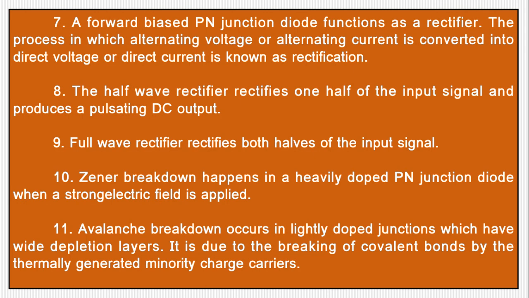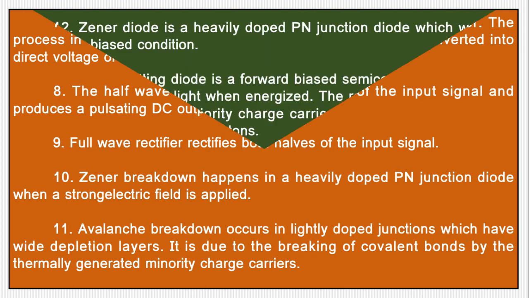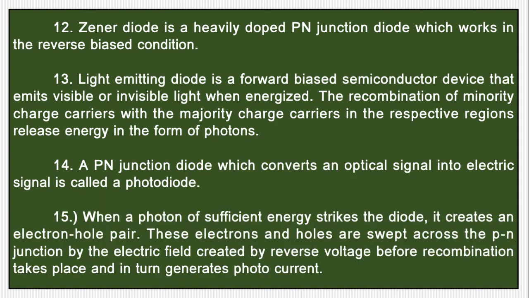10. Zener breakdown happens in a heavily doped p-n junction diode when a strong electric field is applied. 11. Avalanche breakdown occurs in lightly doped junctions which have wide depletion layers. It is due to the breaking of covalent bonds by the thermally generated minority charge carriers. 12. Zener diode is a heavily doped p-n junction diode which works in the reverse biased condition.